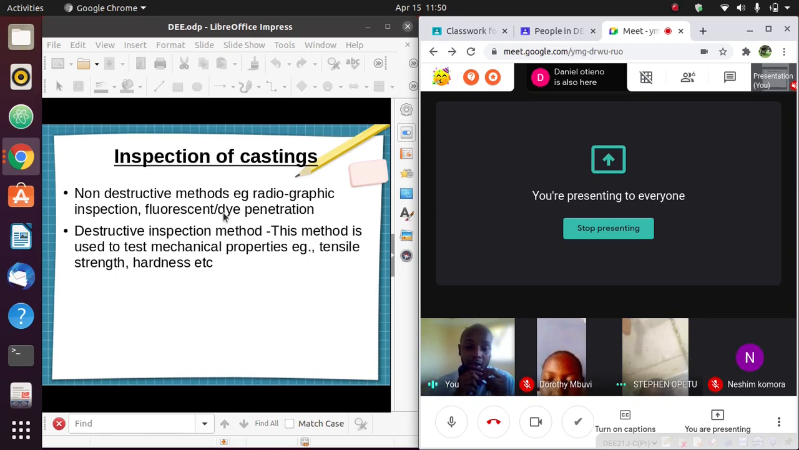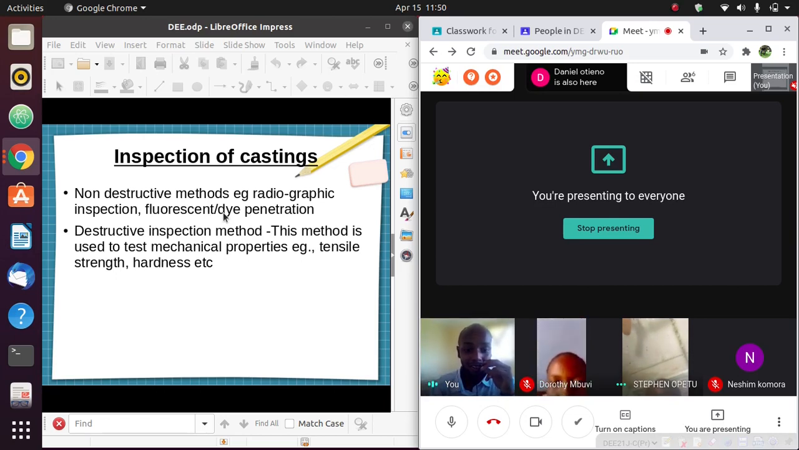Another common one is fluorescent ama dye penetration. What you do is you take a dye, a colored liquid, you apply it on the surface of your casting, and then you wipe it off. Kama kuna mashimo na mabonde katika your casting, the dye will remain in those holes, in those cracks, and then you can be able to see that there are defects. If there are none, if I wipe off that dye, itatoka tu yote. So those are common non-destructive methods.